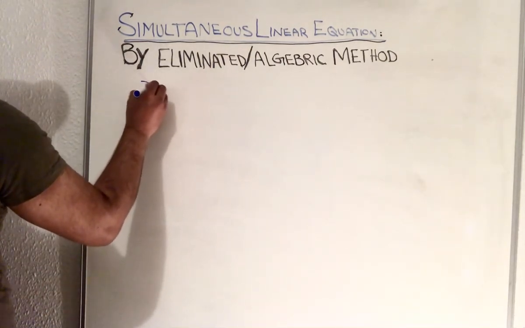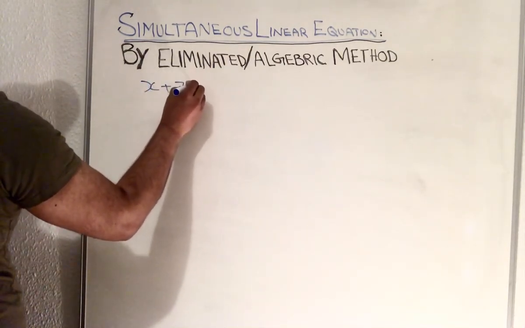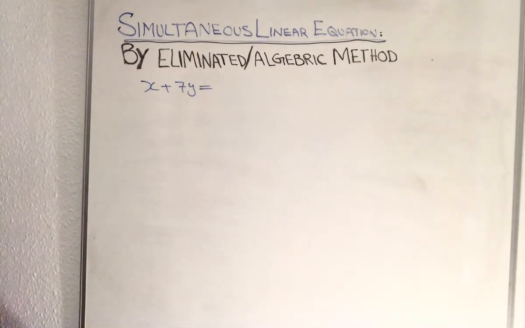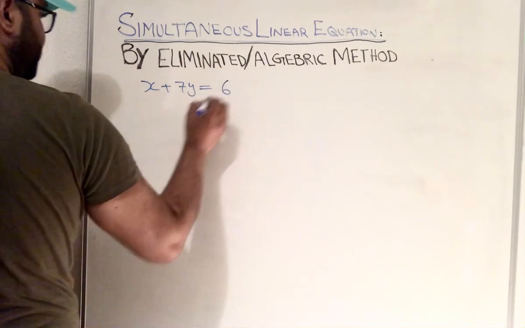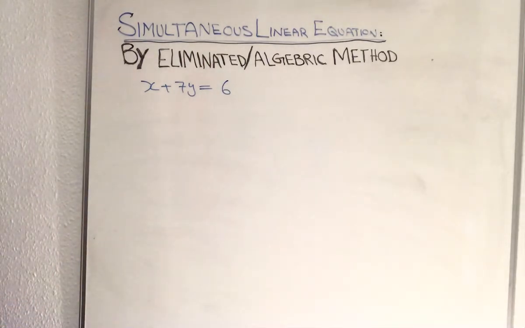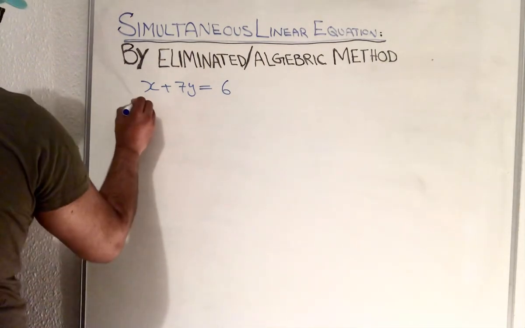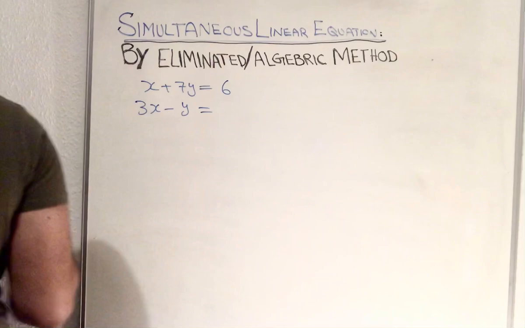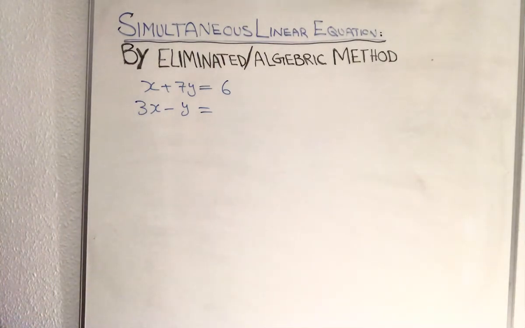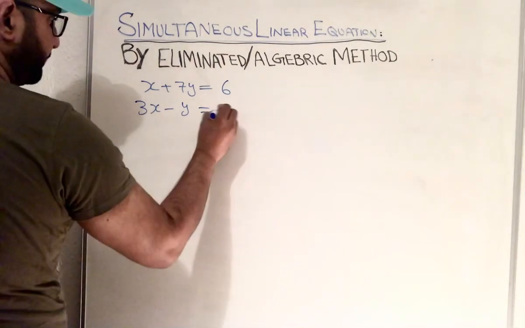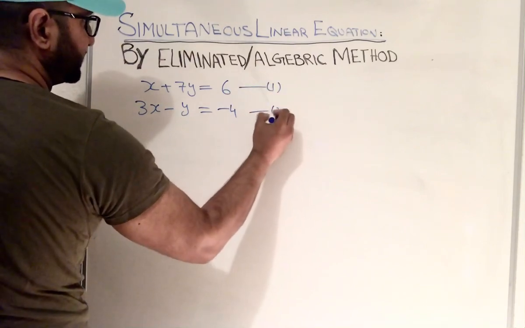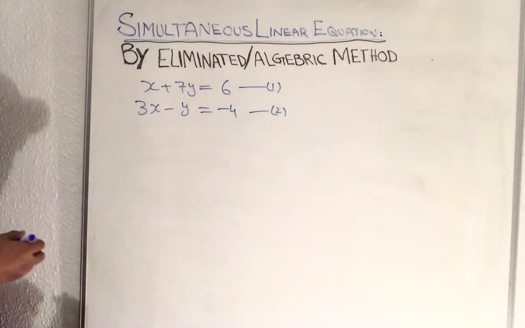This is x plus 7y equals 6. Three x minus y equals minus 4. This is the first equation, this is the second equation now.